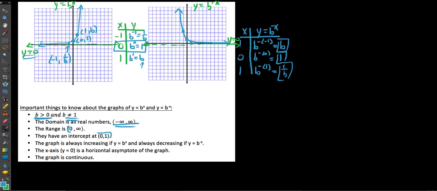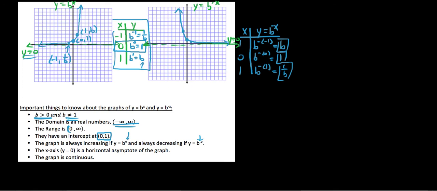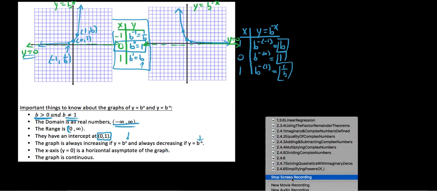I should always acknowledge that they go through 0, 1, that's a fact, and the graph is always increasing if we have b to the positive x, but decreasing if we have b to the negative x. So we see this increasing in growth here, or decreasing in decay. Other things, the x-axis, or y equals 0, is a horizontal asymptote of all of these graphs, and this graph is just continuous everywhere. So in these next few videos, we're going to work on saying, if I know what my parent function looks like, then it's always just this table right here, then how could I sketch some transformations here? So we're going to stop this video right here, and we'll pick up again with sketching some transformations of these parent functions.